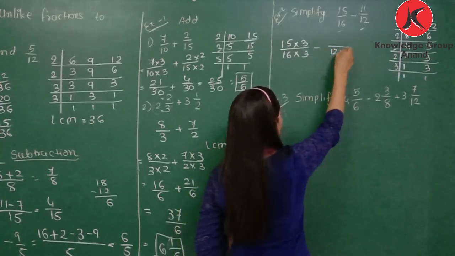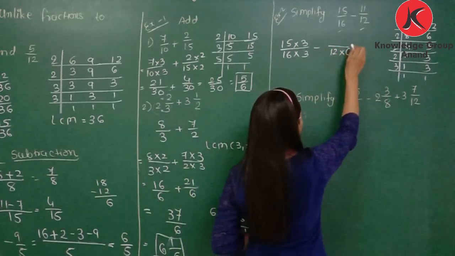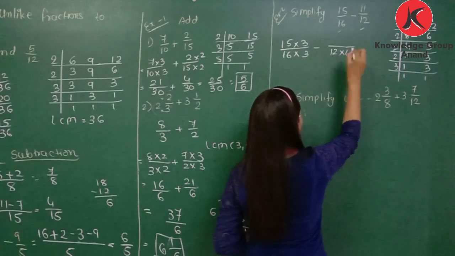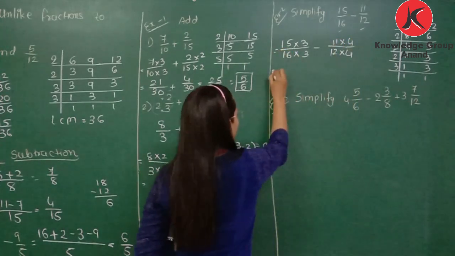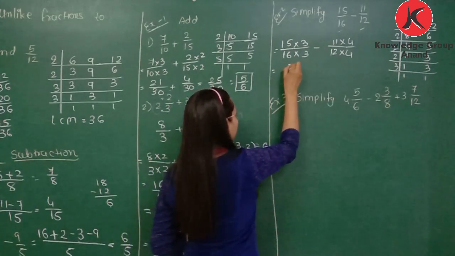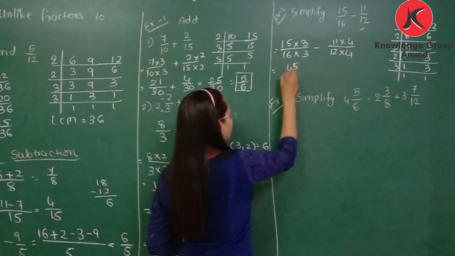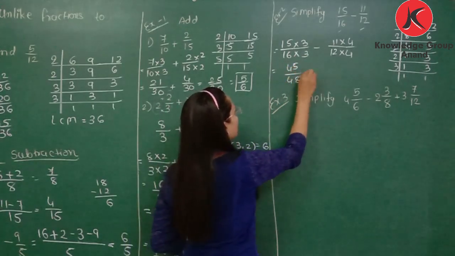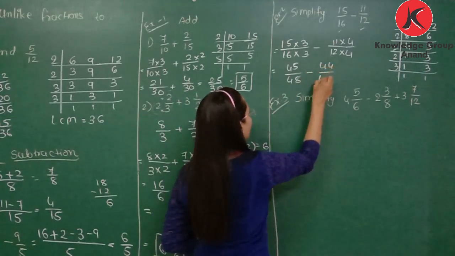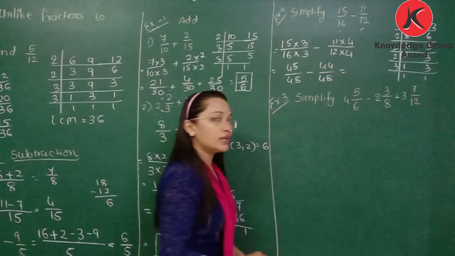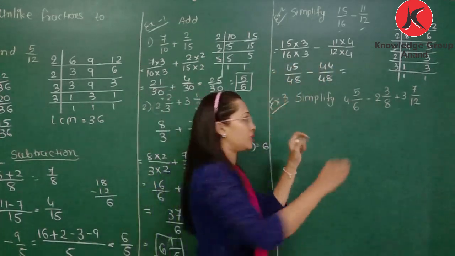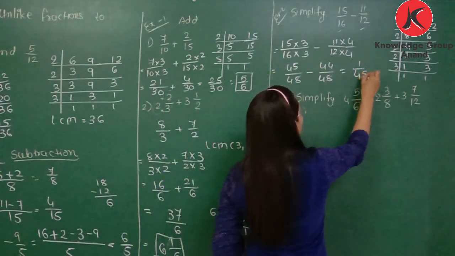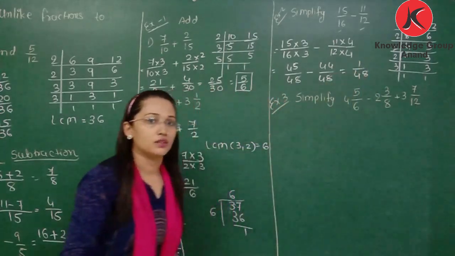And 12 needs to multiply with 4, so 11 is also multiplied with 4. Now 15 3s are 45 by 48 minus 44 by 48. Now the denominator is the same, so 45 minus 44, that is 1 by 48. So this is our answer.